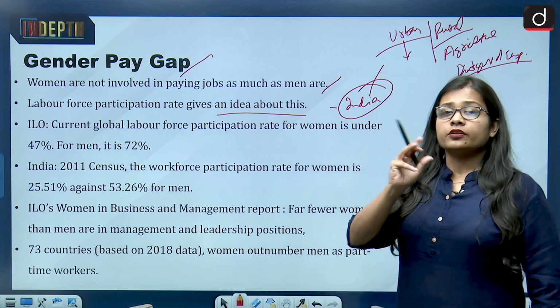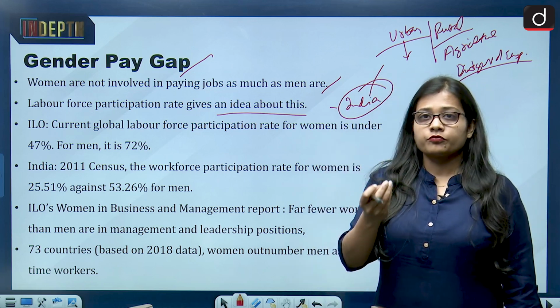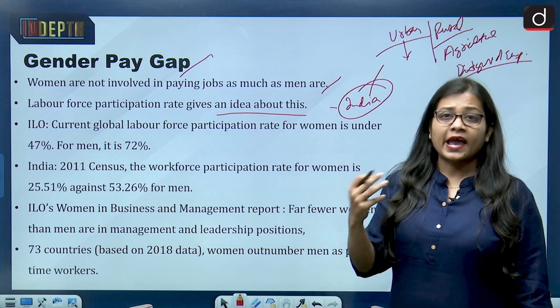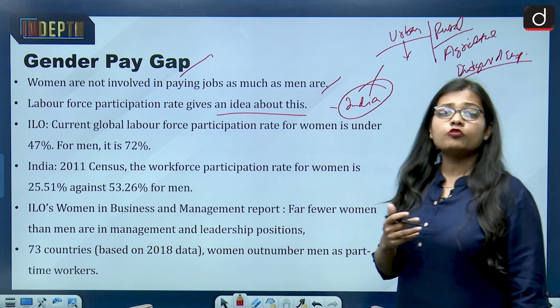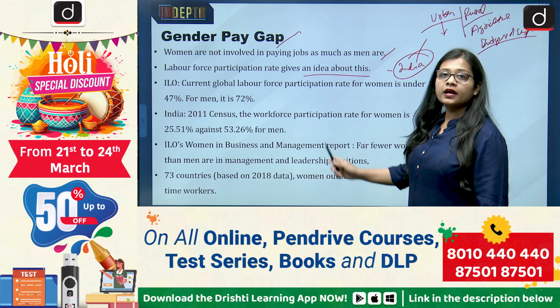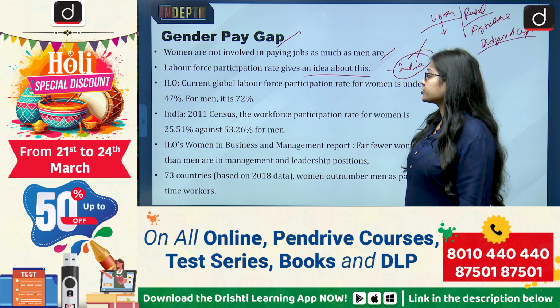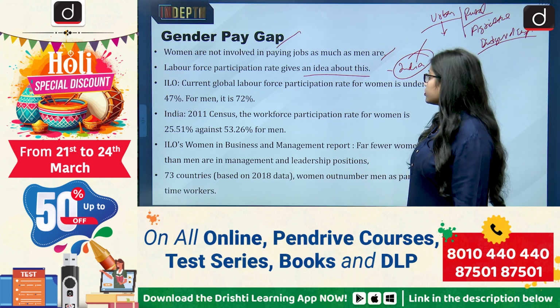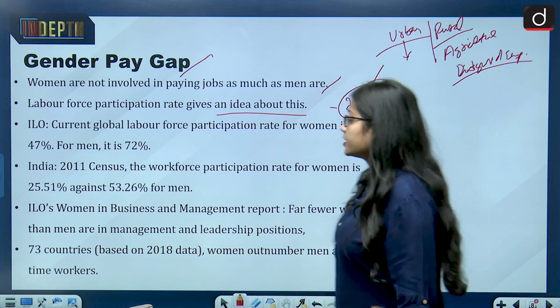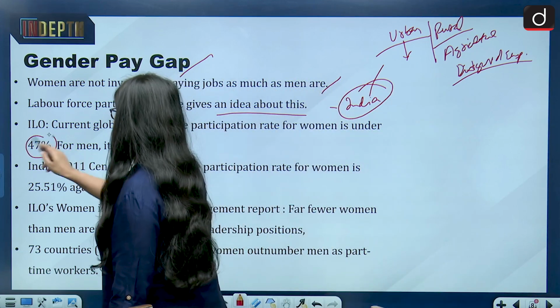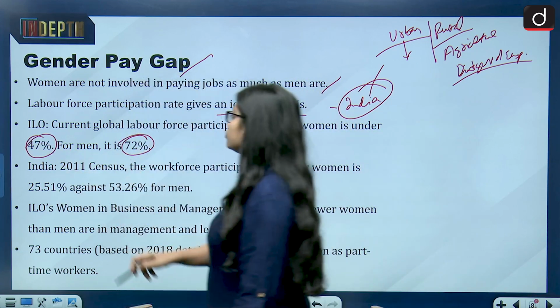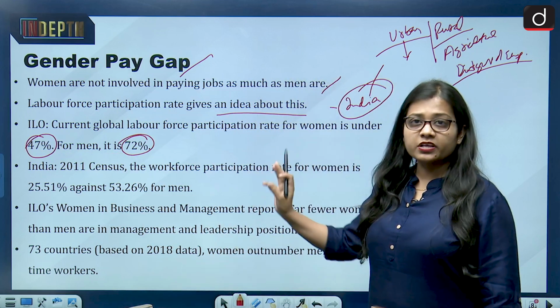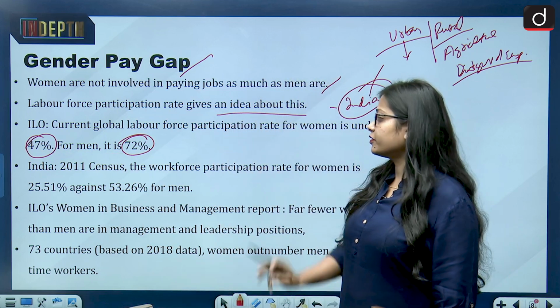And in the rural sector, females are very much active with regard to their involvement in agriculture. Then according to the International Labour Organization, the current global labor force participation rate for women is under 47%. For men it is 72%. So female is 47% and male is 72%.